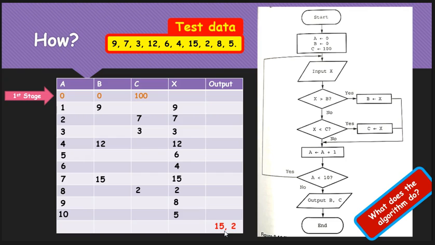So the question here, what does this algorithm do? Well, it's quite simple really. It picks out the highest number out of the test data, and it picks out the lowest number in the test data.